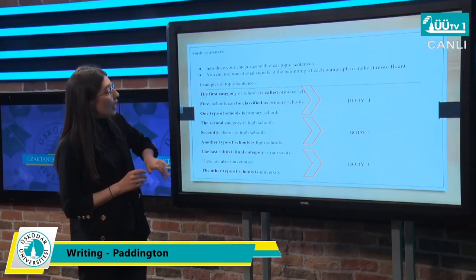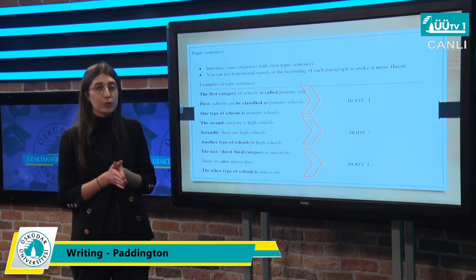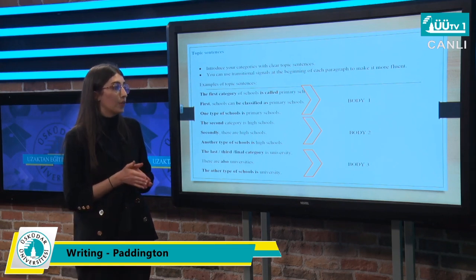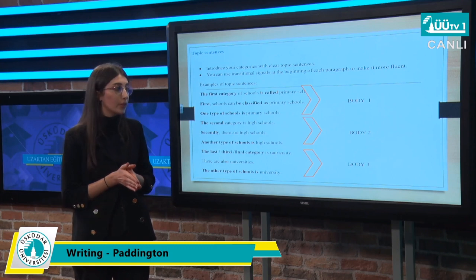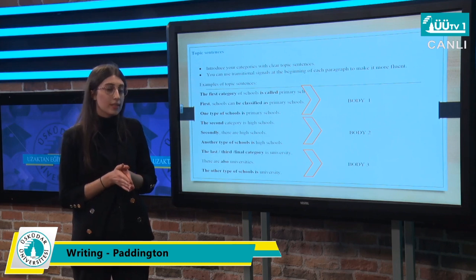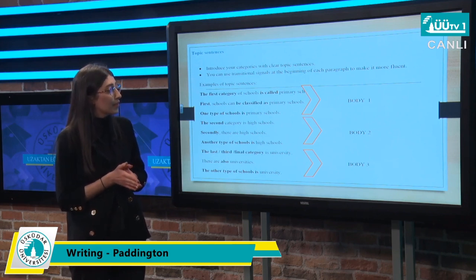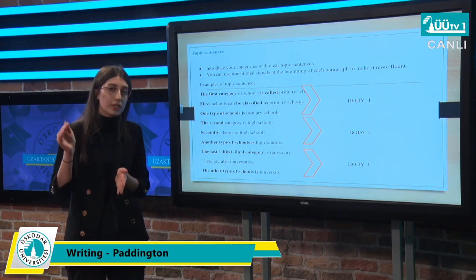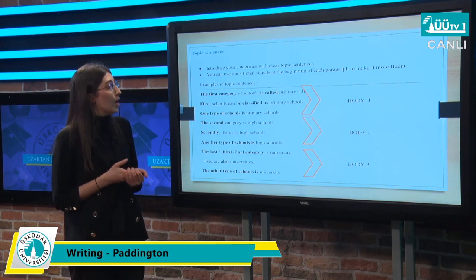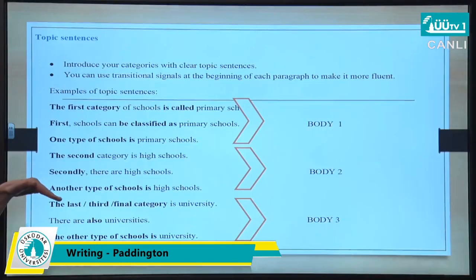Okay, so after a thesis statement, we have to move to the second part of our essay, to the main part, which is the body paragraphs part. And it includes topic sentences. What is a topic sentence? It is the starting sentence of each paragraph, each body paragraph. You introduce the categories in each topic sentence. You should use transitional signal words to start the sentence. So this is your, for example, body paragraph 1.